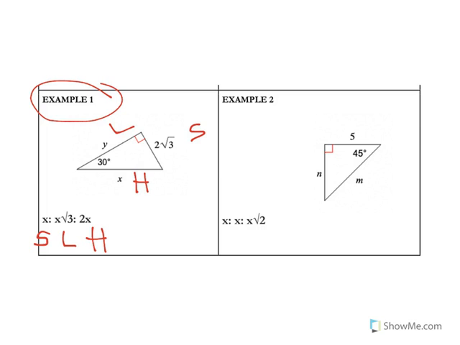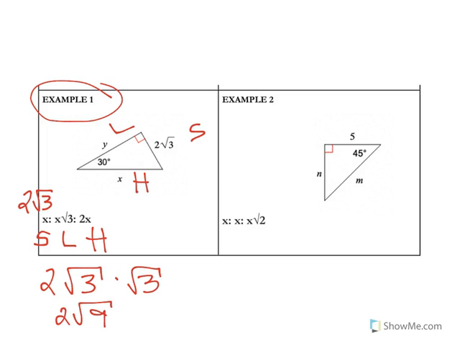Okay, so if our formula says that short is first, that means 2 square root of 3 is x. All right, so we've got 2 square root of 3 here, and we need to times that by the square root of 3. Okay, well, 2 square root of 3 times square root of 3, we're going to multiply our two 3's, so we're going to get 2 square root of 9. Well, the square root of 9 is 3, so 2 times 3 is 6. So we have found our long side is 6, and now we need to find our hypotenuse.